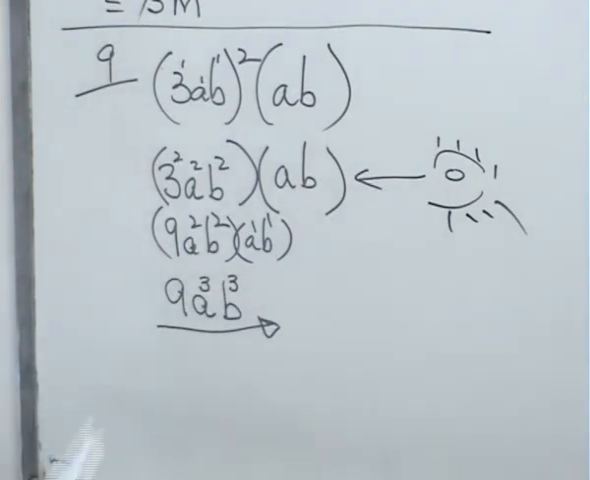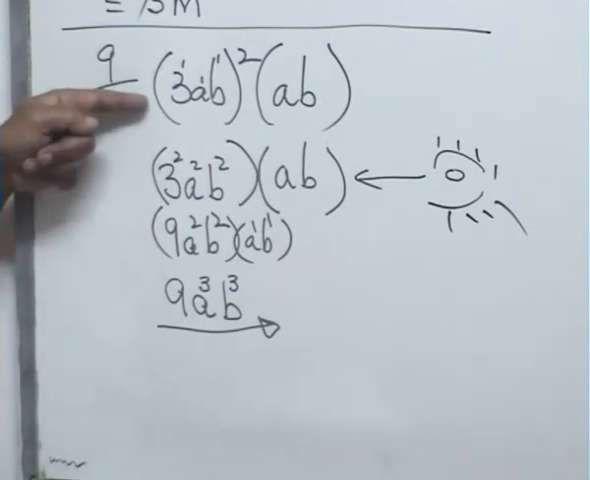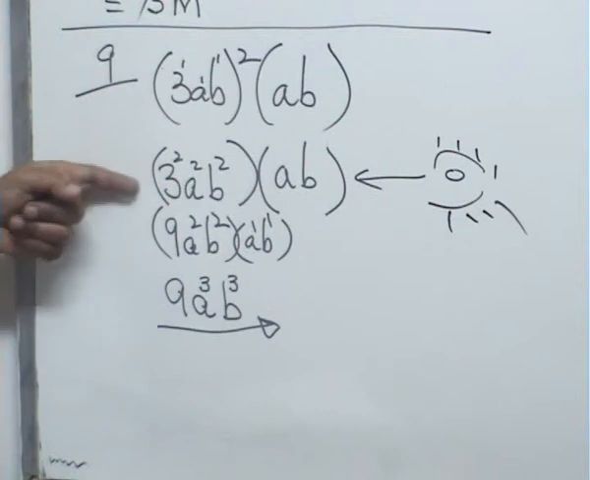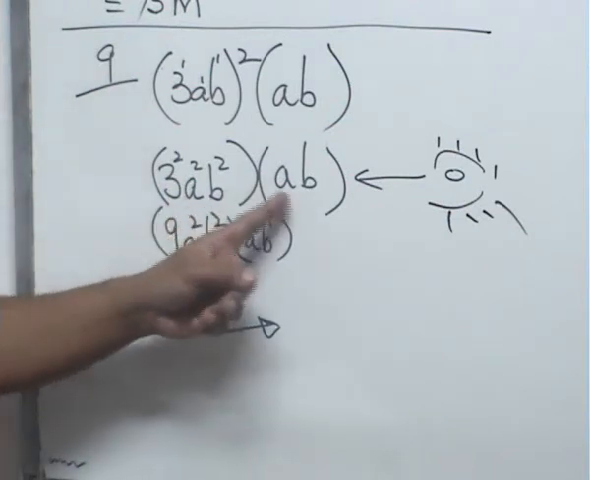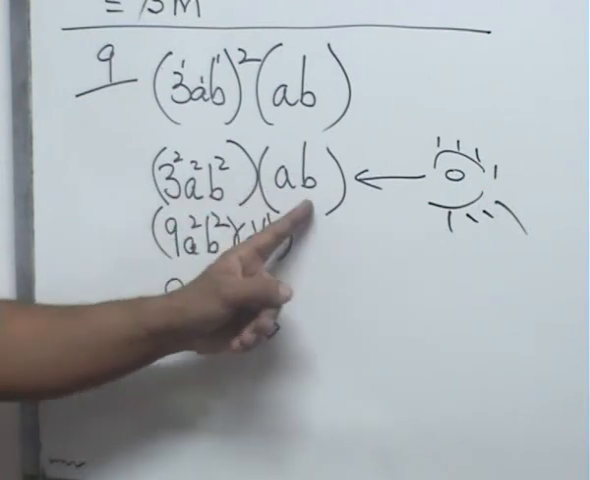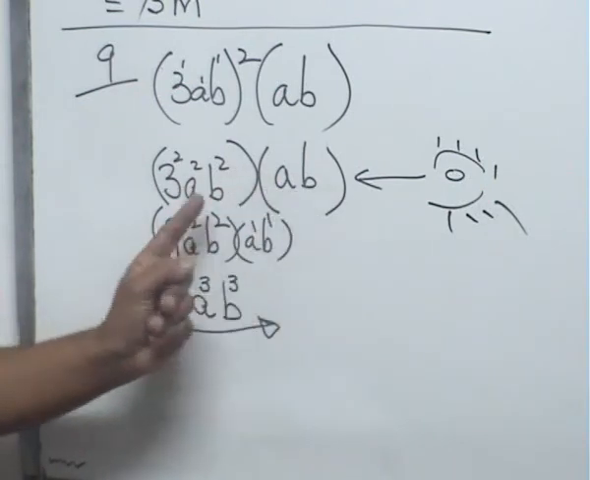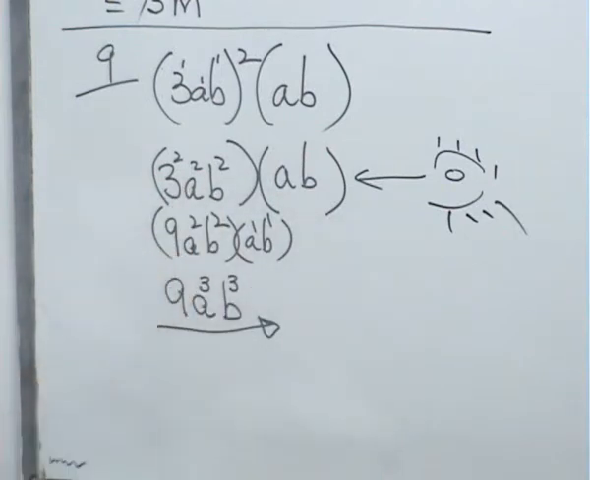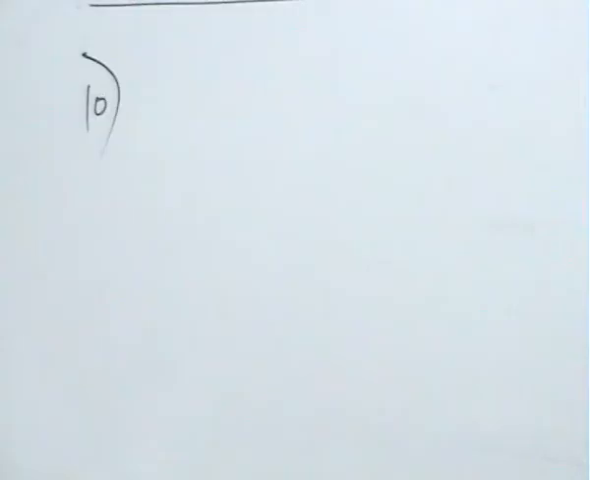Alright, so what we did is we started with the power to power law, and then when we had a good look here, we found that we could even use the multiplication law because we had powers here and the bases were exactly the same, they were being multiplied, so we could then use the multiplication rule and get this answer. Alright, we're going to move on to number 10.